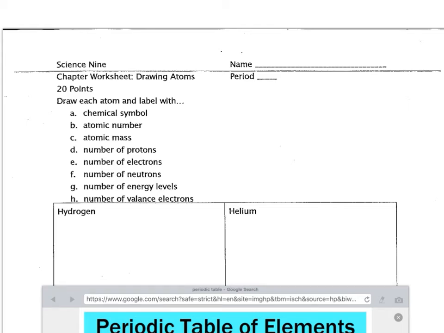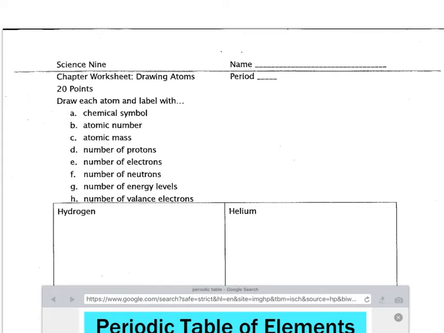All right, here's just a quick tutorial on how to do this assignment. So you have the first 10 elements on the periodic table. What you're going to do is draw just a shell diagram of it. So I'm going to do actually number 11. I'm going to do sodium.